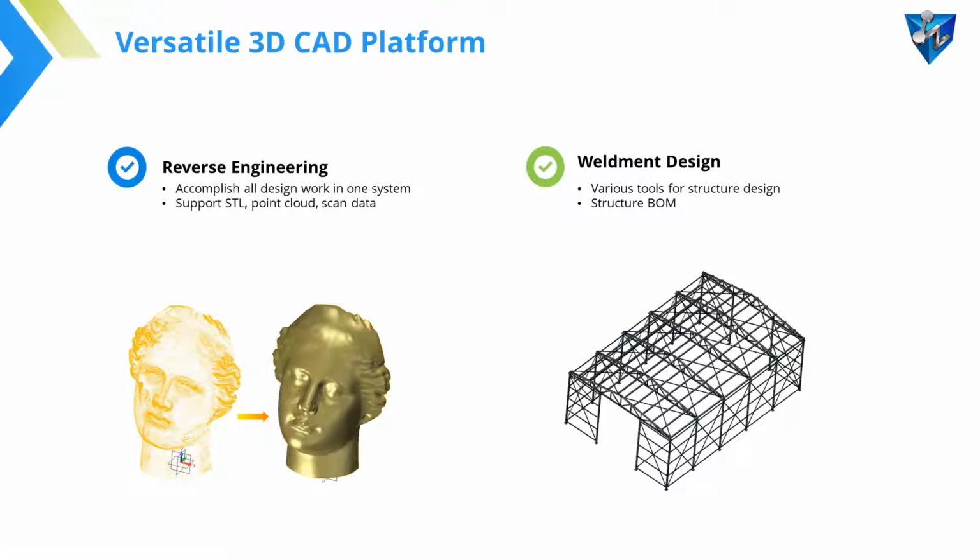ZW3D is a versatile 3D CAD platform. Besides sheet metal design, customers can work with STL, point cloud, and scan data by using reverse engineering, accomplishing more work in one system without data transfer. In weldment design, we provide various structural design tools as well as structure BOM for designers.